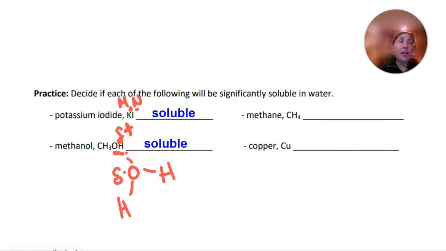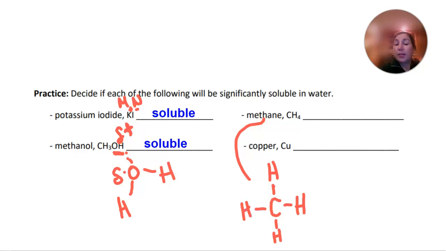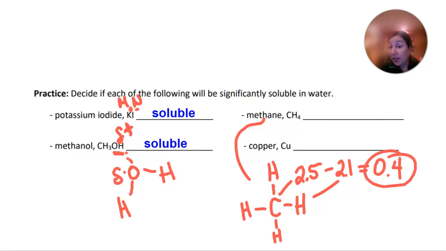Now we look at methane. That's just carbon bonded 4 times to hydrogen. If we wanted to draw that out, we've just got a carbon with 4 hydrogens, so we've got 4 C to H bonds. If we check our electronegativities, carbon's a 2.5 and hydrogen here is a 2.1. When we subtract, we've got a really small electronegativity difference. This is nonpolar, and since it's nonpolar, it would not be water soluble.